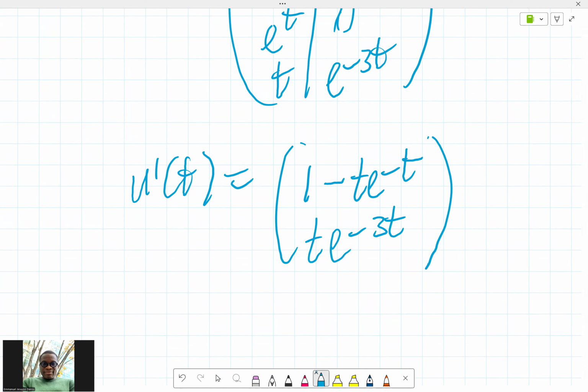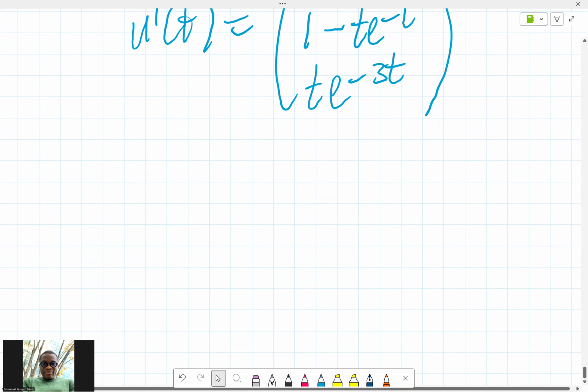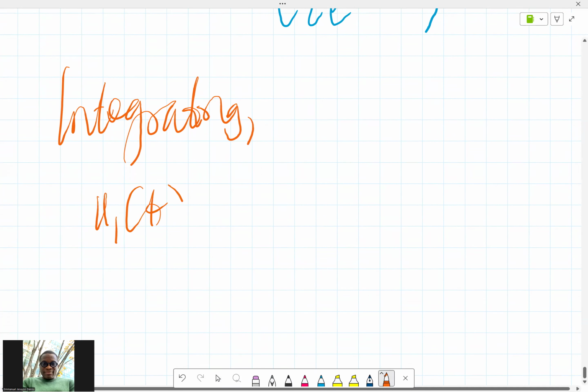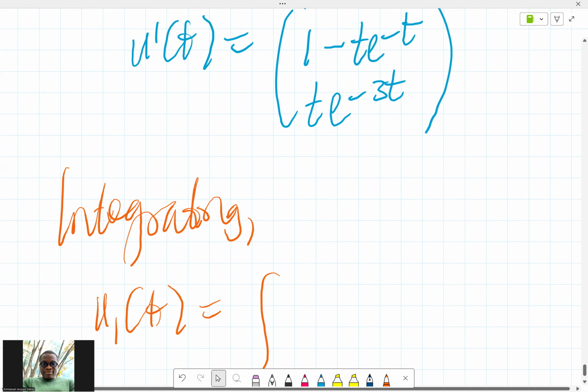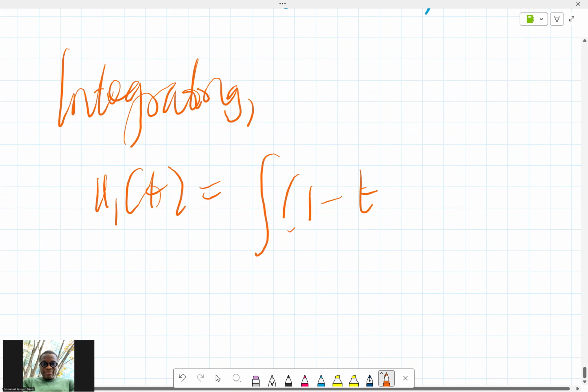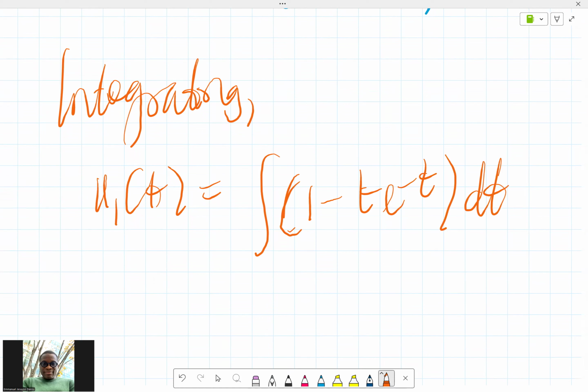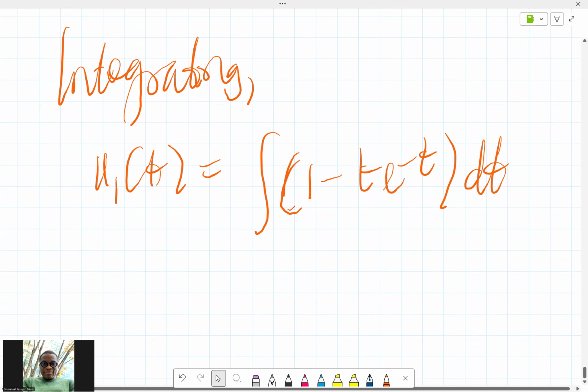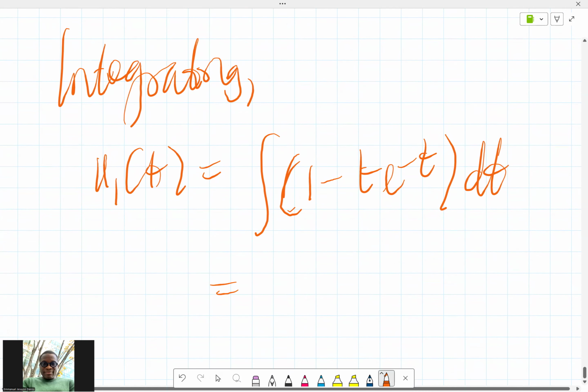So since we are looking for u1, we are looking for u of t. So we just integrate. So integrating we can split things up. So we have u1 of t now to be equal to integral of 1 minus t e raised power minus t dt. Okay, we have this now. So for this, integral of t, we just get t straight up. And then this is more like function of a function.